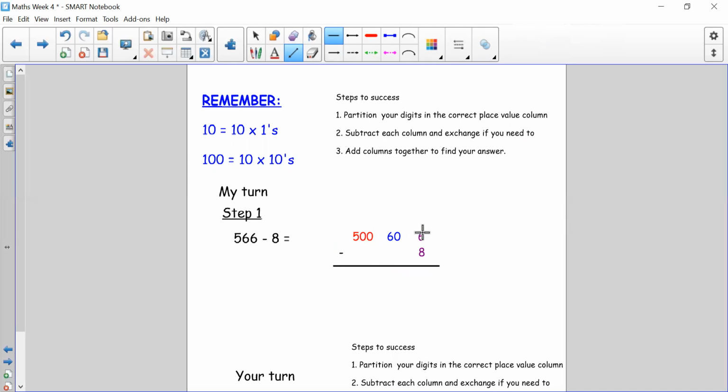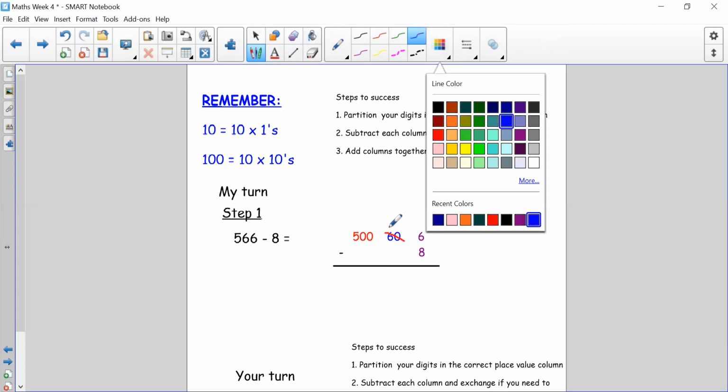Okay, so 6 take away 8. I immediately can see that I don't have enough. I don't have enough ones to take away 8 because I will end up with a digit that isn't quite a positive number. So I'm going to go across to my tens. Mr. 10, could I please have one of your tens? He says yes, of course.